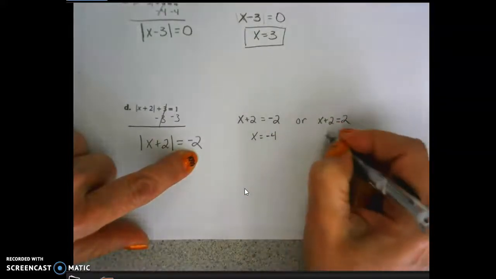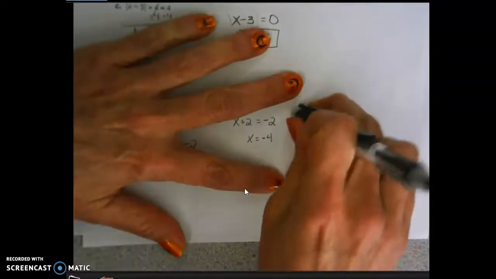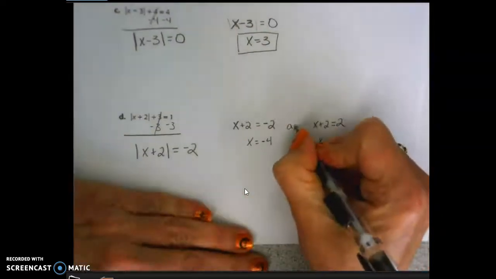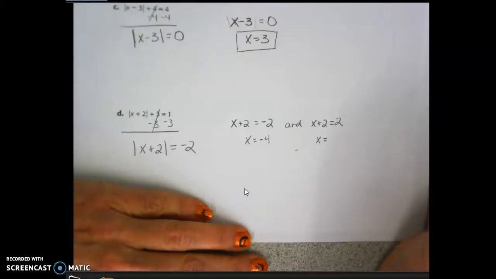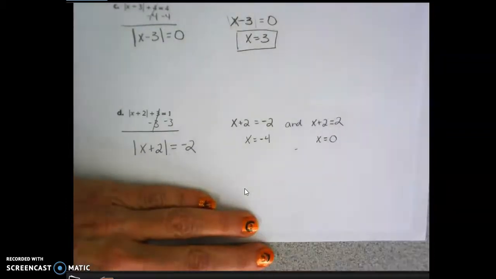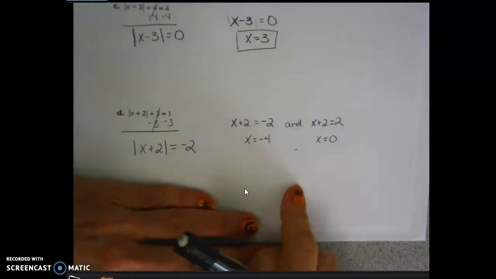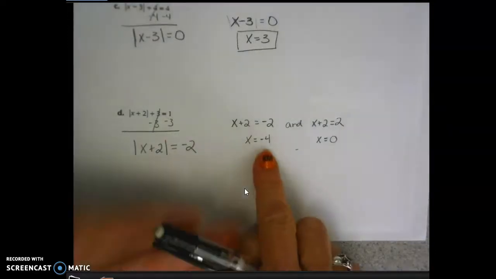Over here, if I subtract 2, I get, oops, and I put an or in again, didn't I? We decided on and earlier. Like I said, or would work. Subtract 2 from both sides, x is 0. If you start getting lazy and not check your answers, it's going to come back to bite you, and here's why right here.